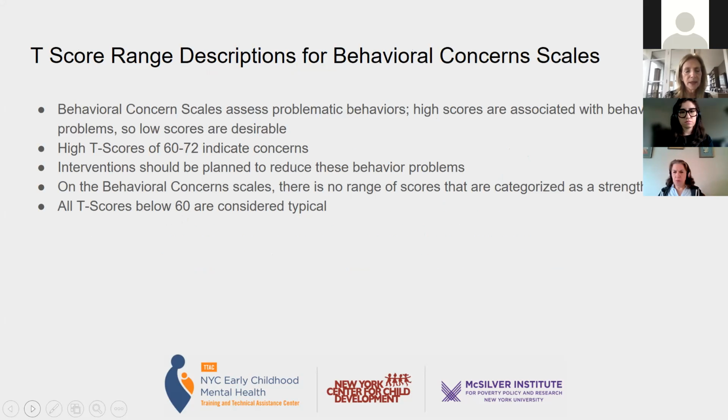Okay, and similarly for the behavioral concern scales, although in the opposite direction, behavioral concern scales assess problematic behaviors, so high scores are associated with behavior problems and low scores are desirable. High T-scores of 60 to 72 indicate concerns, and we need to plan some interventions to reduce those behavior problems. On the behavioral concern scales, there is no range of scores that are categorized as a strength. All T-scores below 60 are considered typical.